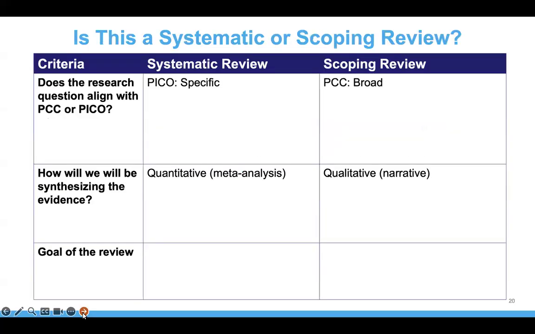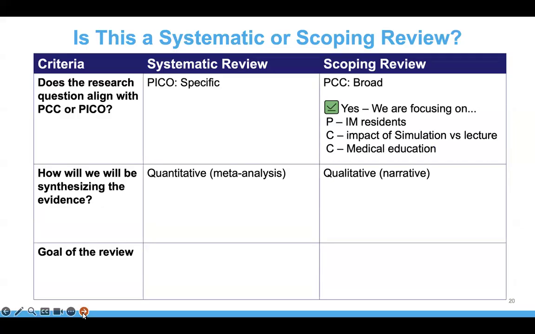So we're going to do the same thing with our last example. We're going to use our criteria to determine if this is a systematic or scoping review. So first, does this research question align with PCC or PICO? Well, this example aligns more with the PCC framework.